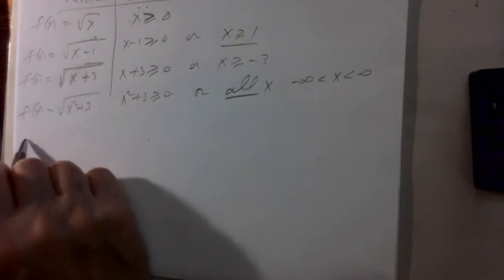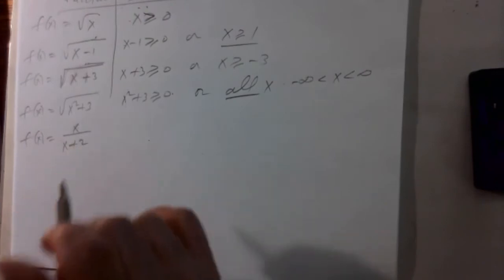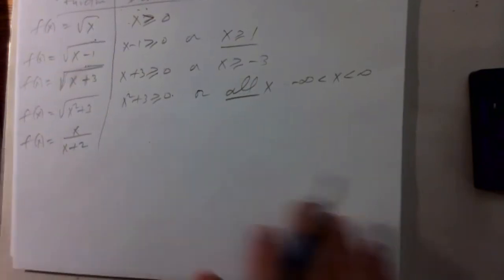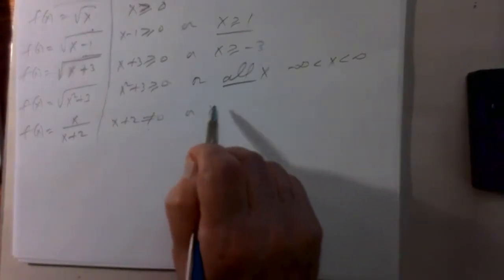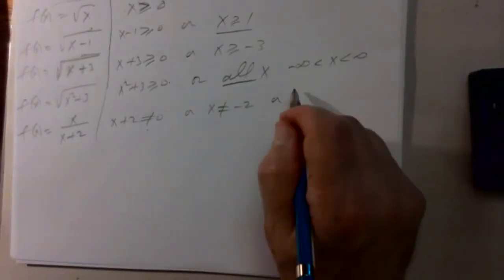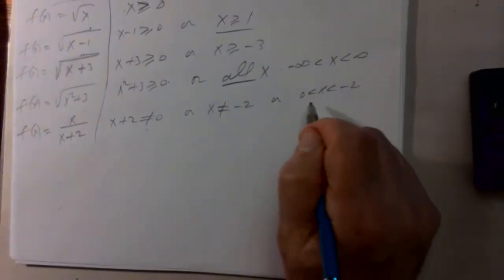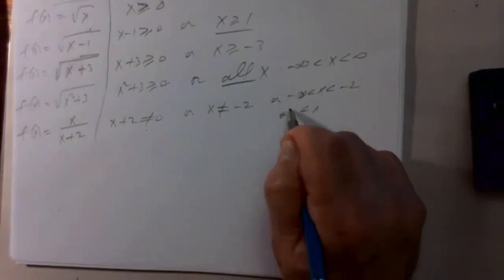Suppose f of x is x over x plus 2. Well, here there's no question about issues with square roots, but you can't divide by 0. So the domain is wherever the denominator is not 0. x plus 2 not 0, or x different from -2. Or we could write that as all x less than -2, minus infinity, and x greater than -2.